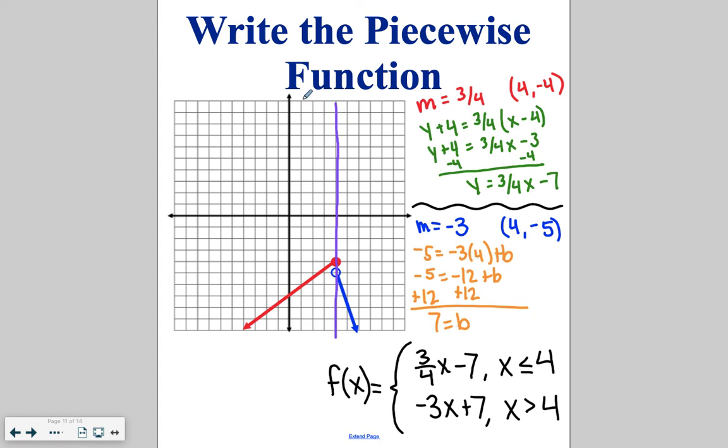Your changeover point here is that x is equal to 4. So that means your final function is 3/4 x minus 7 when x is less than or equal to 4. That's your red line. And then -3x plus 7 for x is greater than 4. That is your blue line.